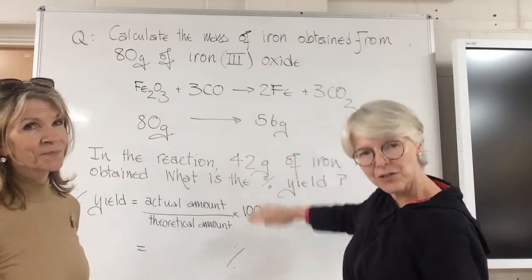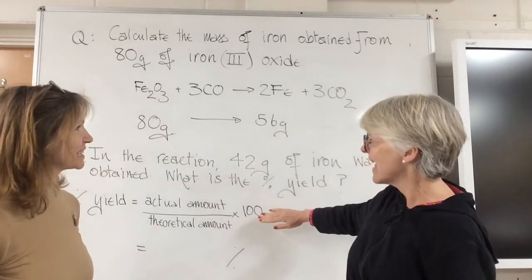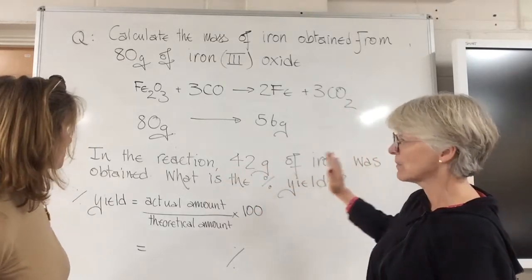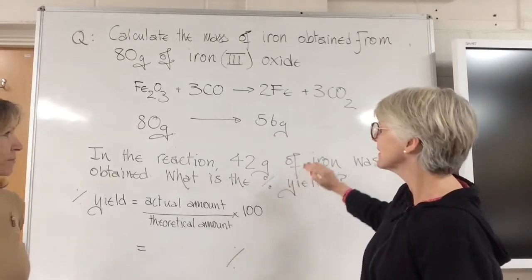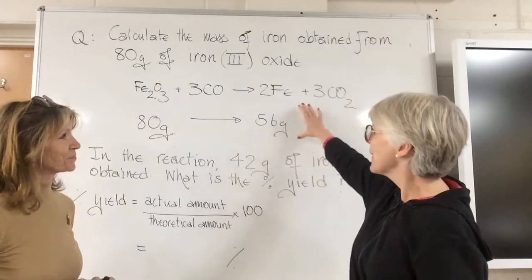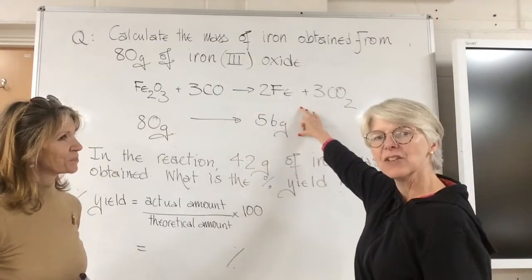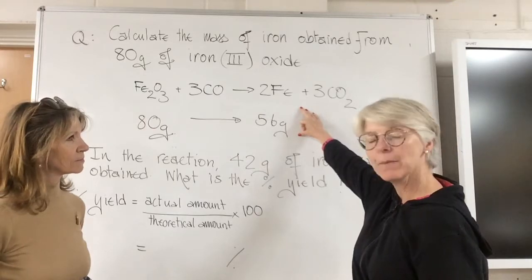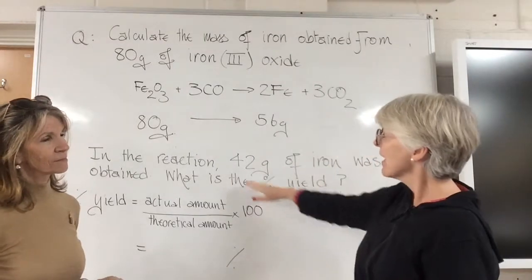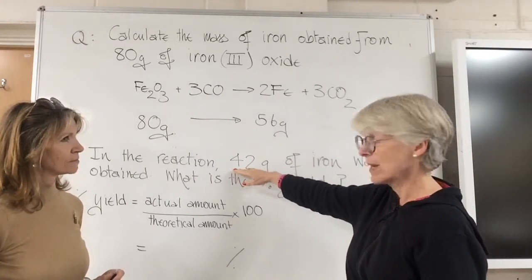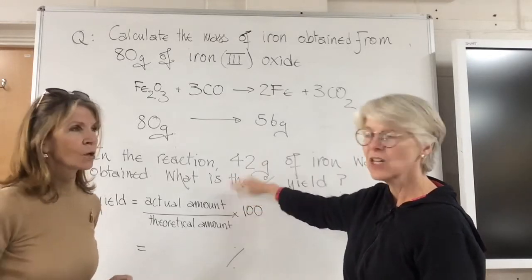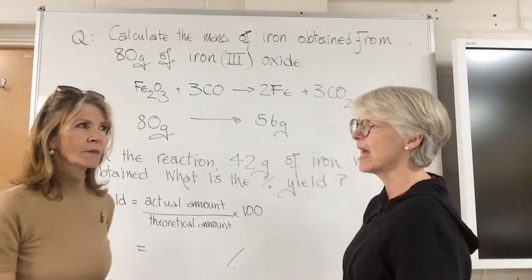But there may be an add-on to the question, which says, in the reaction, 42 grams of iron were obtained. What that means is, if you work it out by calculation, only on paper, the maximum amount of iron that you can obtain is 56 grams. But when you actually do the experiment in reality, they only got 42 grams. And the question is, what is the percentage yield? So, Miss McLaren, where would you go from there? How would you work that out?